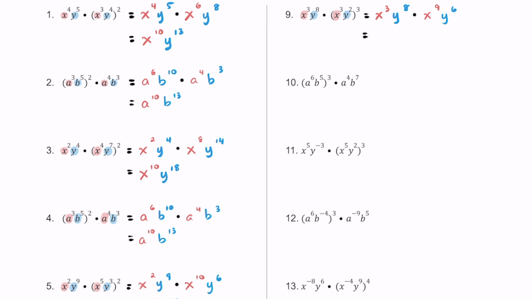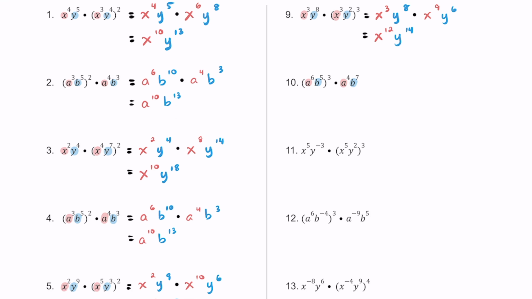Next, we can go ahead and use the product of powers property. So x to the 3rd times x to the 9th, adding 3 plus 9, that's going to be 12. So that's going to be x raised to the 12th power. And then we have this y to the 8th times y to the 6th, adding 8 plus 6 together, that's going to be 14. So that's going to be y to the 14th power.